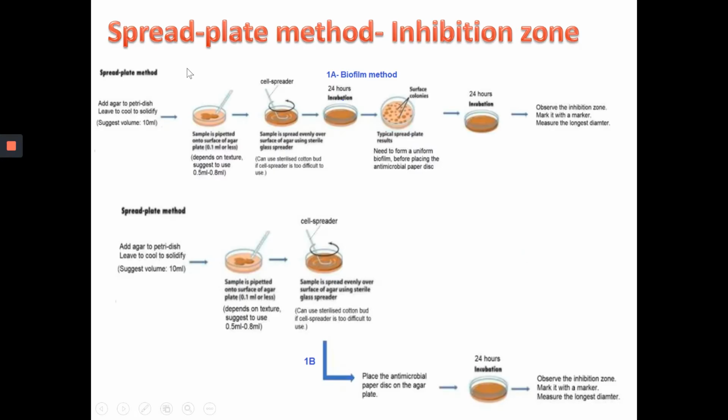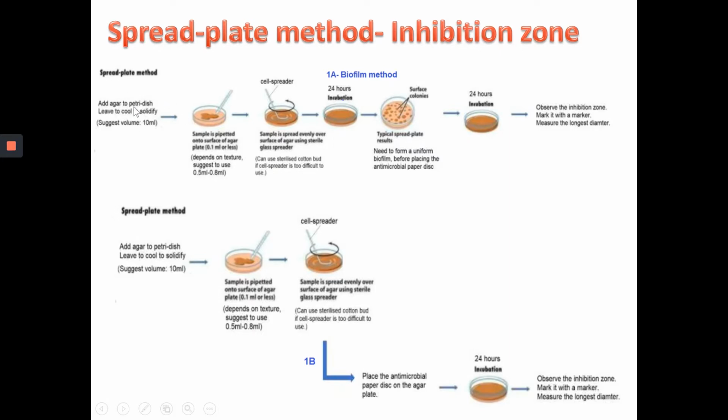For the spread plate method, generally speaking, there are two main methods. One is called the 1A biofilm method, and the other is 1B. The basic difference is that 1A takes 2 days, but 1B takes 1 day only. So let's walk you through how it works.